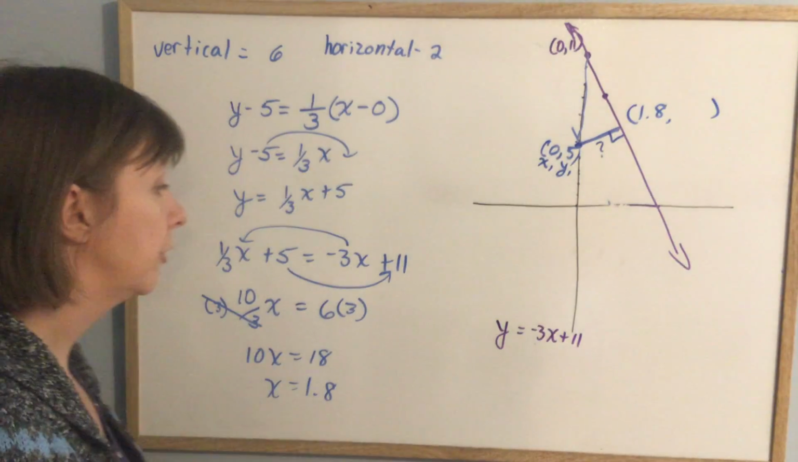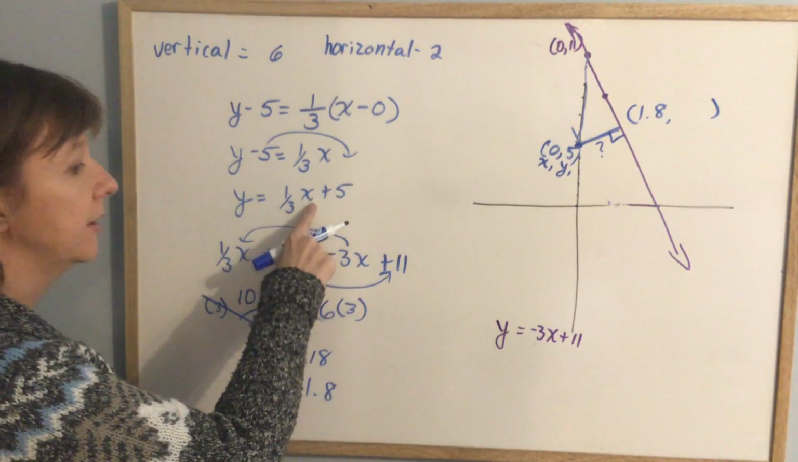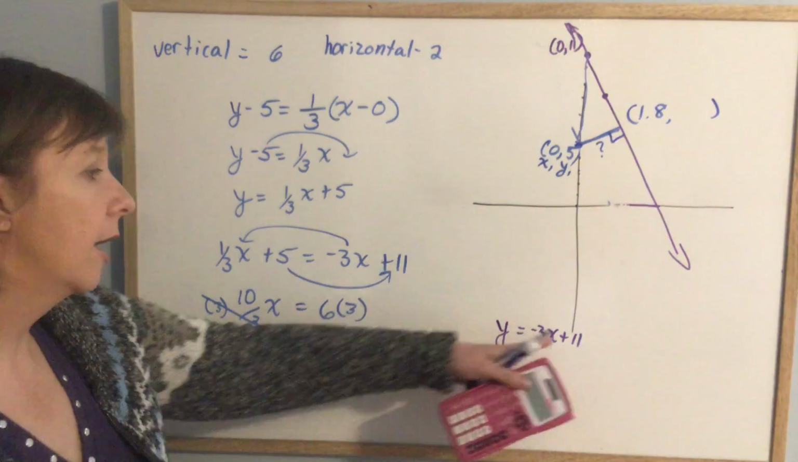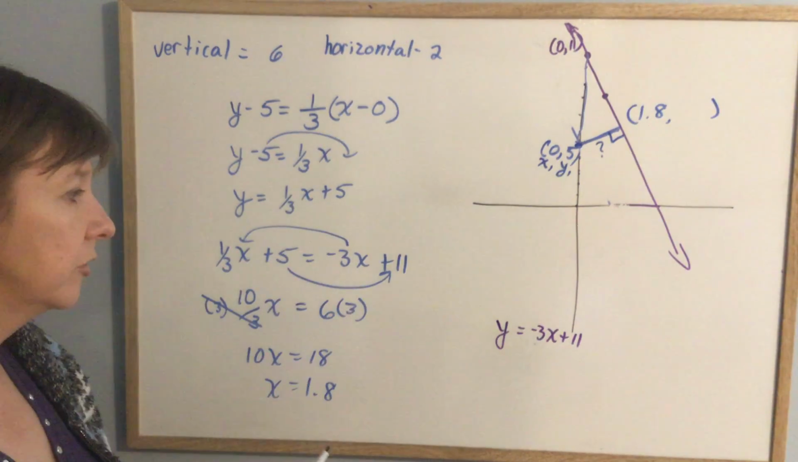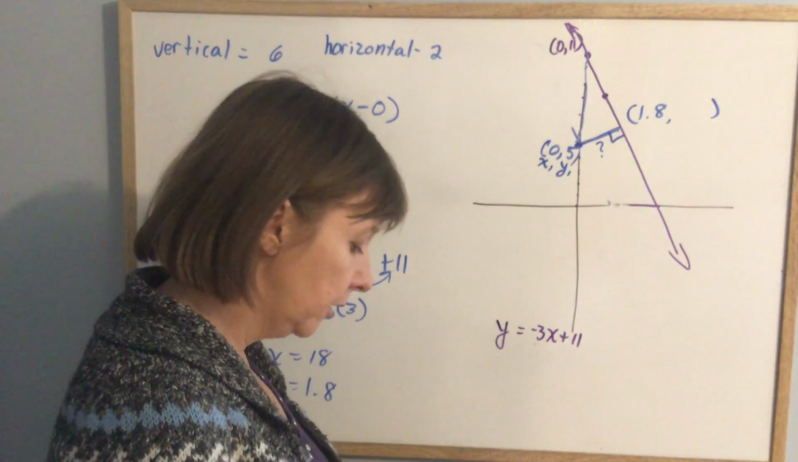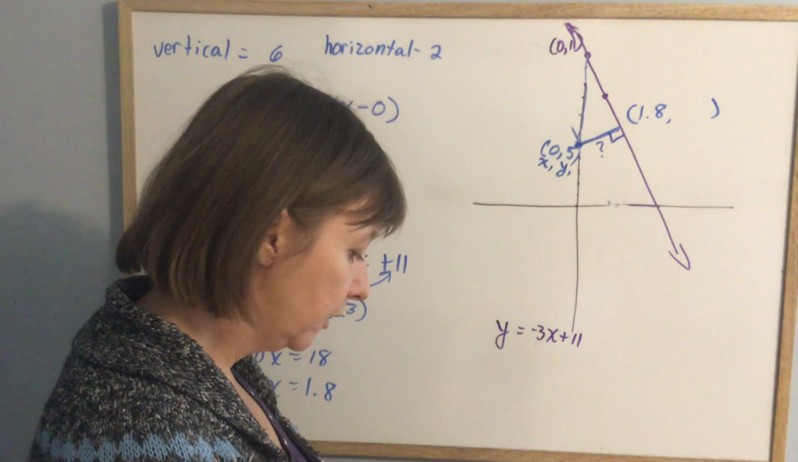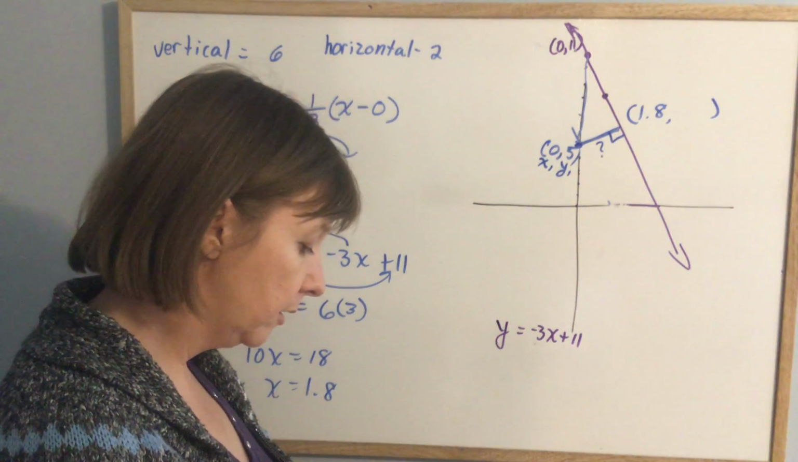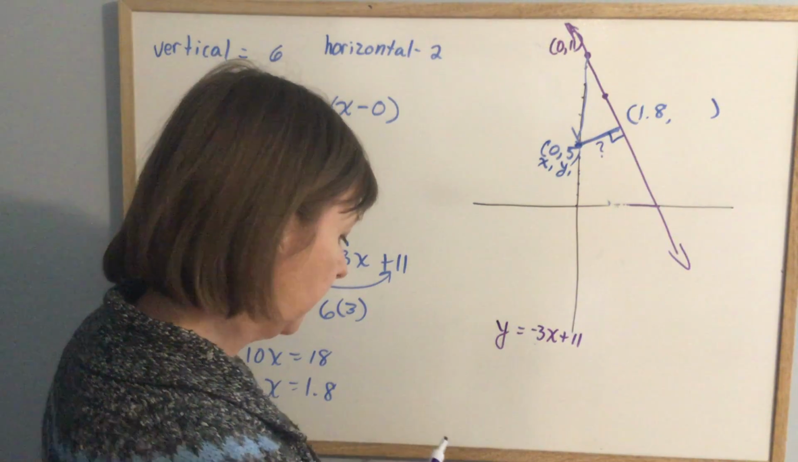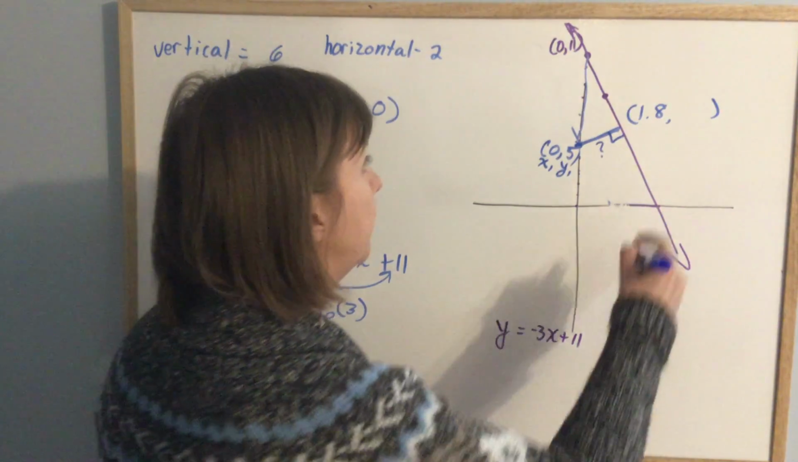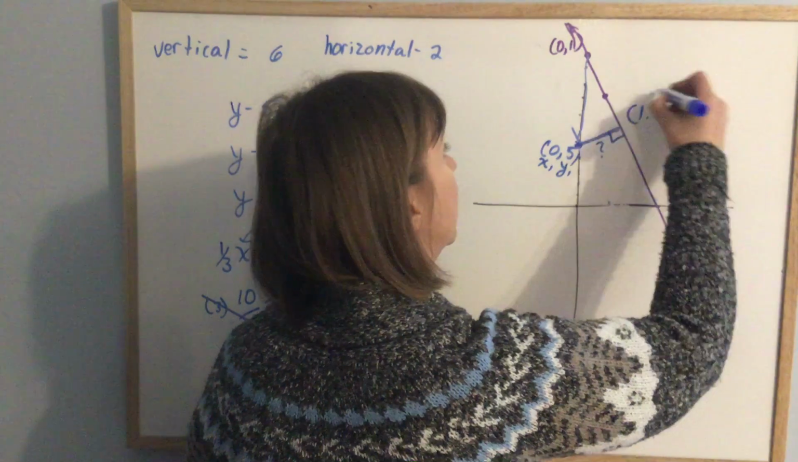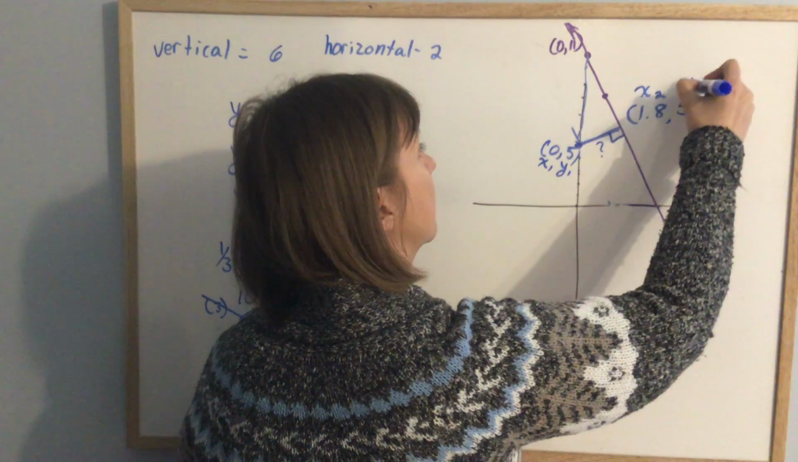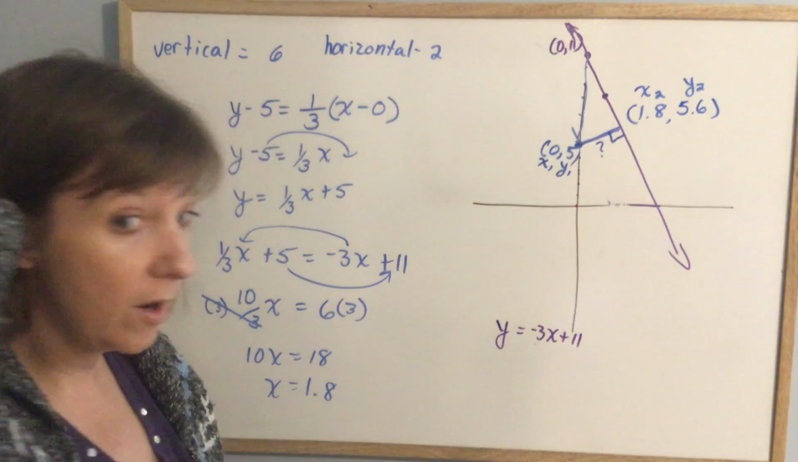Now I need a y value. And again, it doesn't matter, I can put it into here, I can put it into here, I'm going to put it into here so that I don't have fractions. Negative 3 times 1.8 plus 11 is 5.6. So now I have an x2 and a y2.